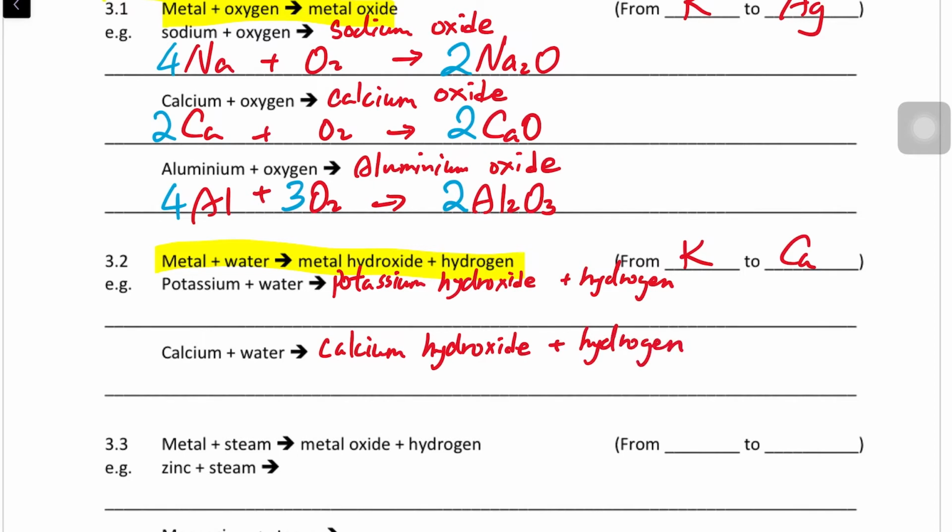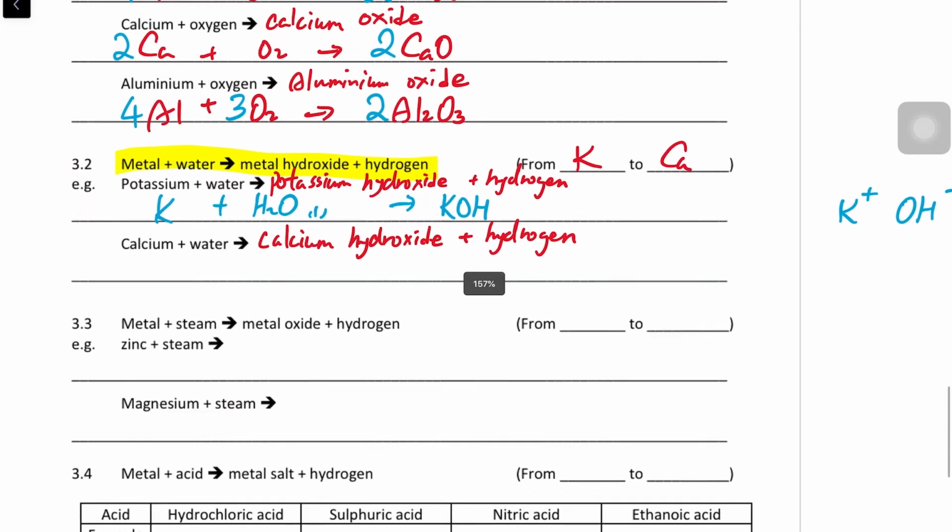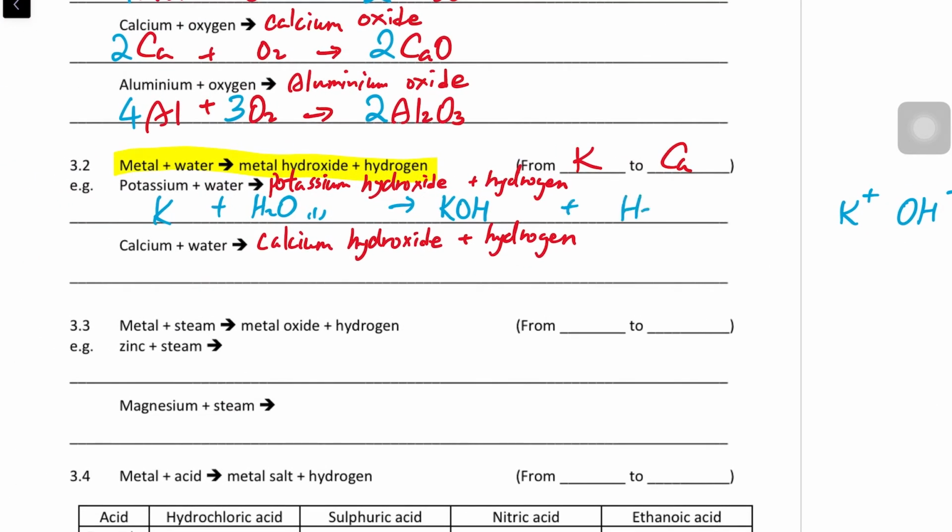Okay. Well, next we try to write down the chemical formulas first. This is K. This is H2O liquid for clarity. Okay, and this is KOH. Well, this is because hydroxide ion is -1 and potassium ion is +1. Okay, and don't forget H2. Similarly, this is Ca and H2O liquid to form calcium hydroxide. Okay, and H2.